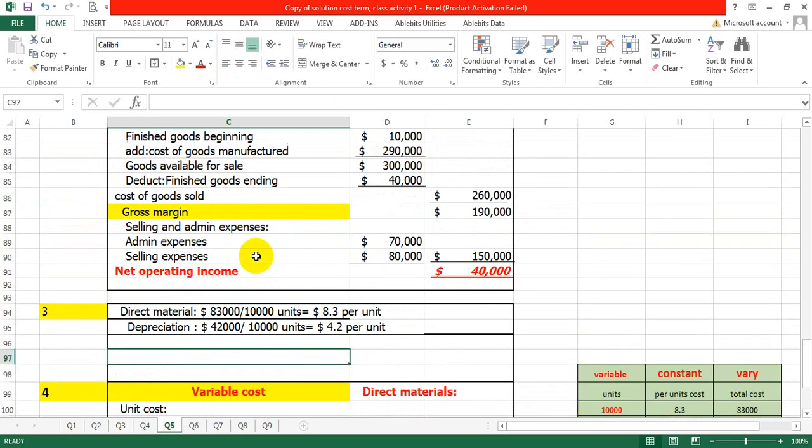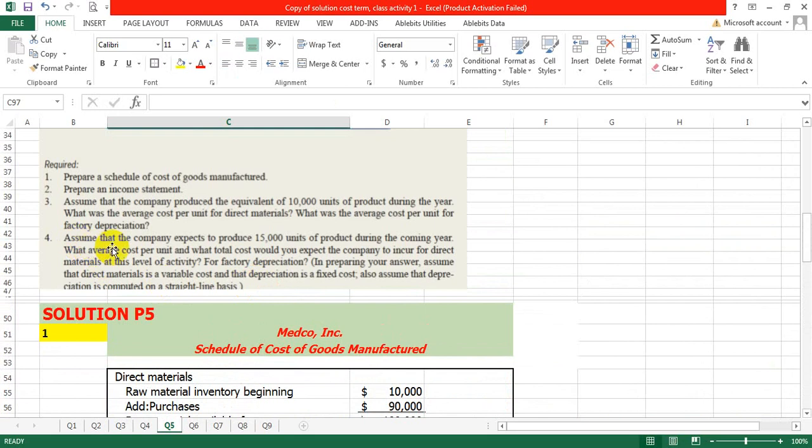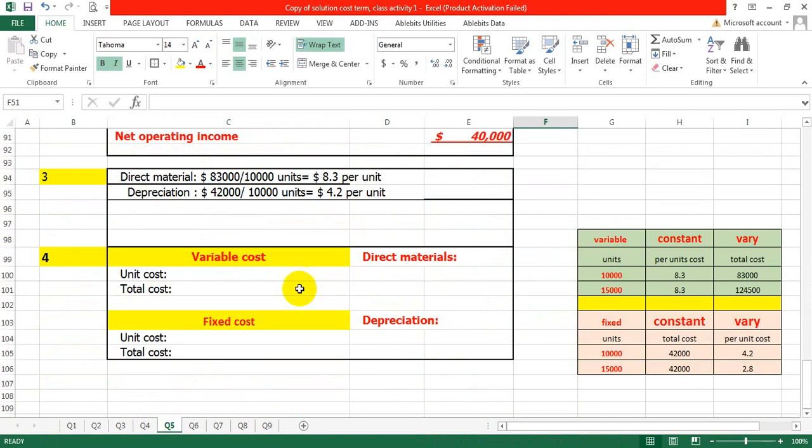Okay, now move towards requirement number 4. Assume that the company expects to produce 15,000 units during the coming year. What average cost per unit and what total cost would you expect the company to incur for direct material and factory depreciation at this level of activity? अच्छा, यहाँ पे बताया कि in preparing your answer assume that direct material is a variable cost and that depreciation is a fixed cost. Assume that depreciation is computed on the straight line basis. Depreciation किस basis पे compute हो रहा है? Straight line basis पे, right? So we will calculate these values.